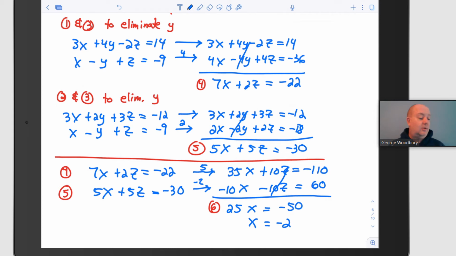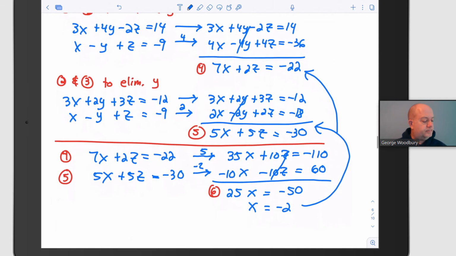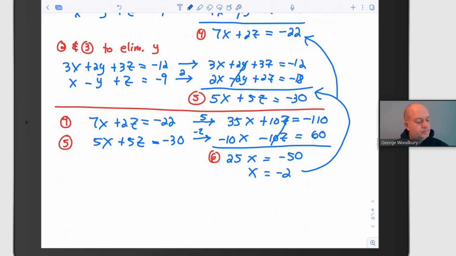Now I'm going to back substitute, going back to one of the equations that had just x and z, and then I can find z because I already know x. So I'm going to go back to equation number 4. And so this is called back substitution, right? We get one solution and we work our way back to the others.